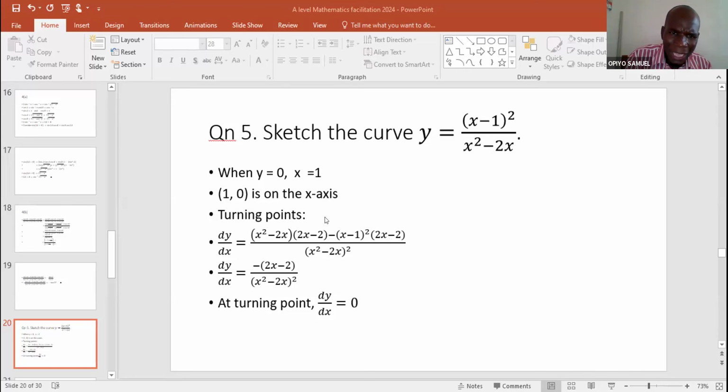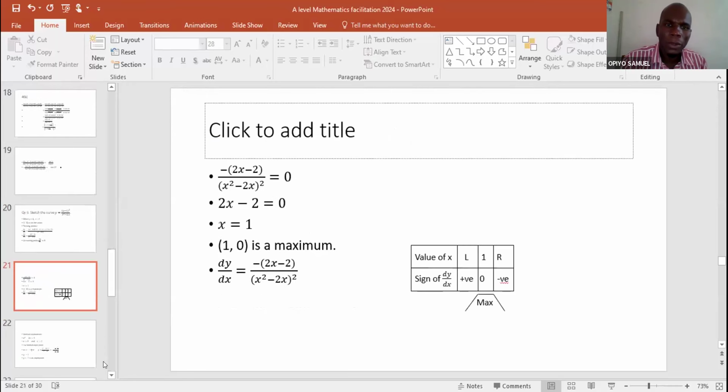So when you simplify this, you get dy/dx to be negative of (2x − 2) over the denominator squared. But at a turning point, dy/dx equals 0. So when we equate this to 0, we get the value of x to be 1. But initially, we have already seen that when x is equal to 1, y is 0. So (1, 0) is our turning point.